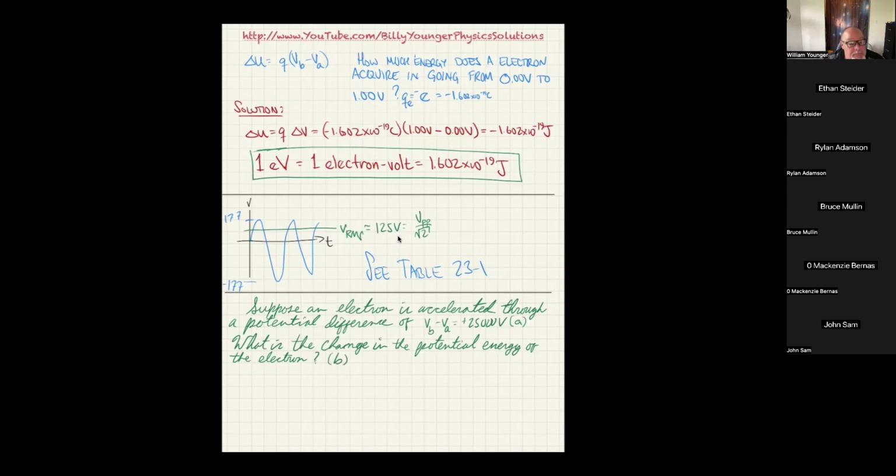And then part B, assuming the electron is not relativistic, what is the final velocity of the electron, assuming V0 is equal to 0? Okay.